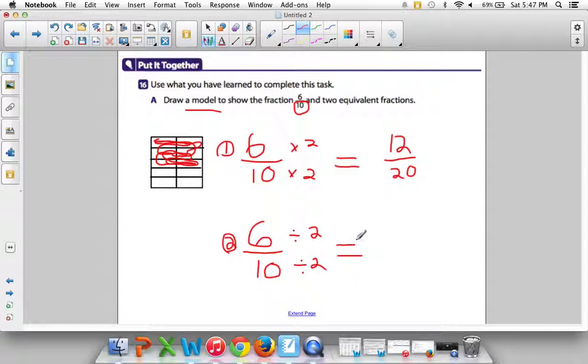What is 6 divided by 2? Think about your times tables. It's 3. Your fact families, 3. 3 times 2 is 6, yeah. What is 10 divided by 2? Think about it. It's 5. That's our new equivalent fraction. 12 over 20, 3 over 5. We also made a good model, like it asked us to, of 6 over 10. We needed all 3 of these pieces, 1, 2, and 3.